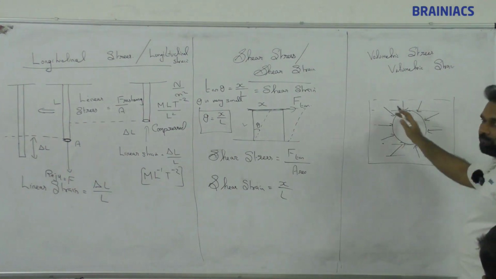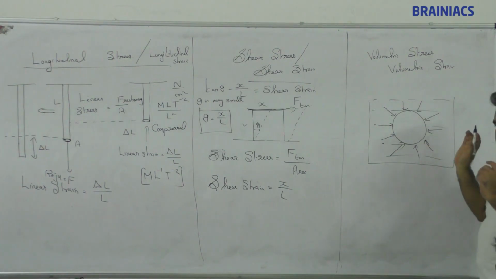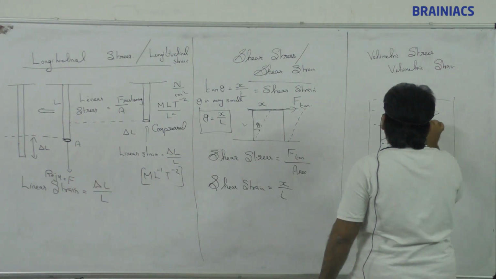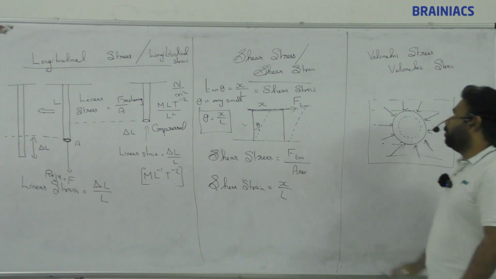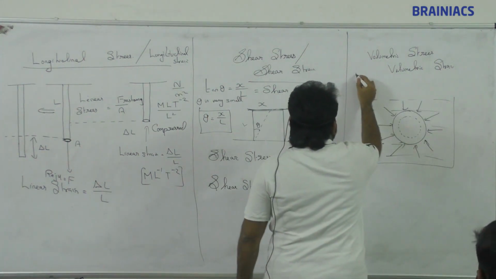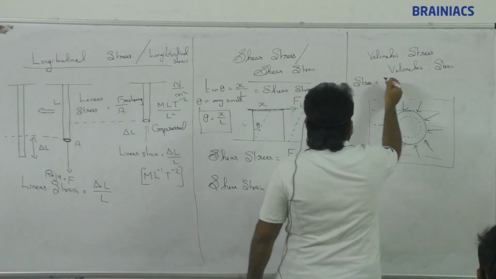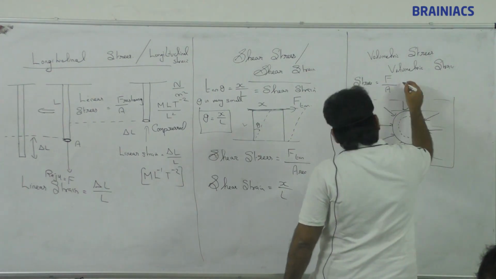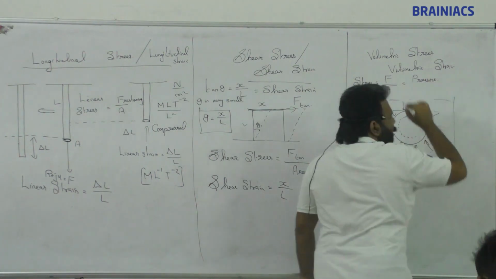So if a force is applied and its size is reduced like this, its volume is changed. Correct? Now volumetric stress is actually force divided by area, but here the volumetric stress is pressure. This is actually pressure.